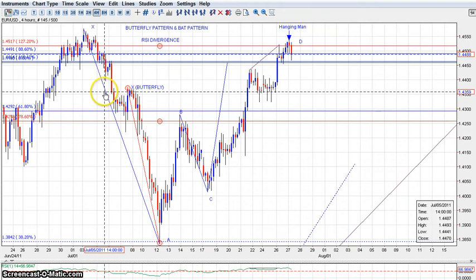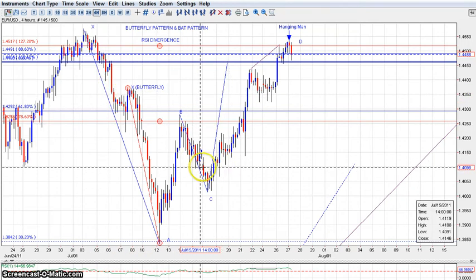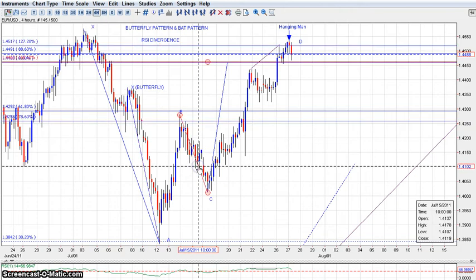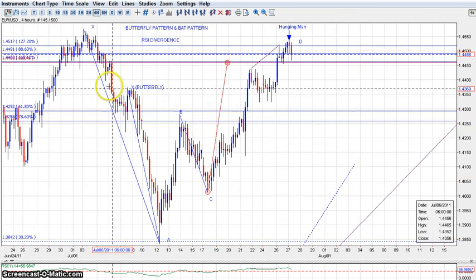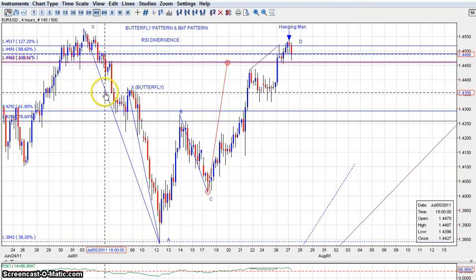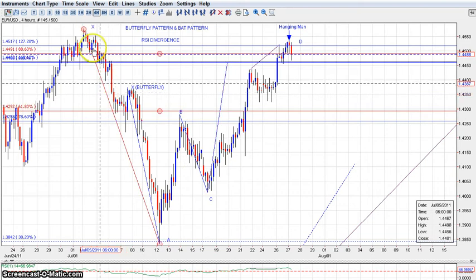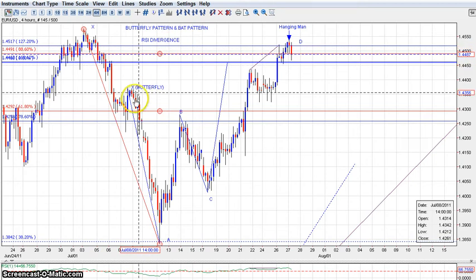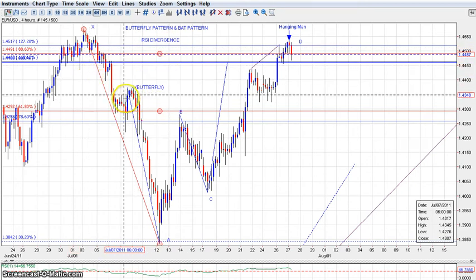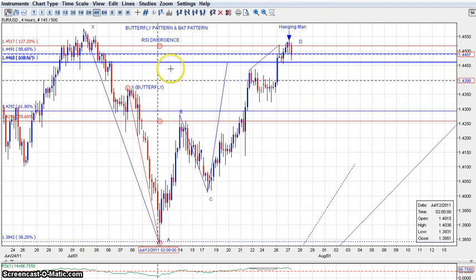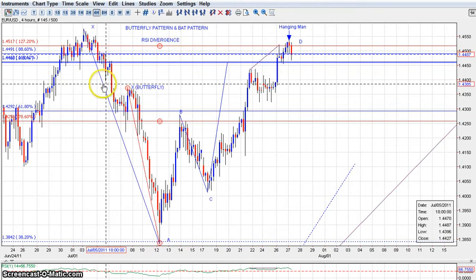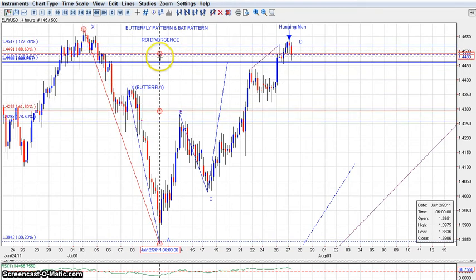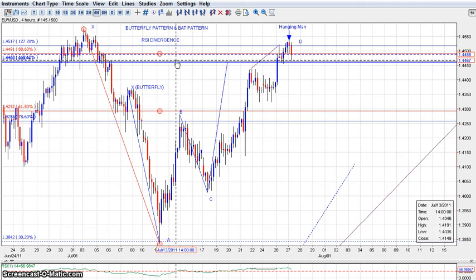Now for the bat pattern, the extension of the BC leg and the AB leg is still the same, but the last price level for that will be the 88.6 retracement of the XA leg, which is right in the middle of the resistance zone defined by the butterfly pattern at 1.4491. So literally, butterfly pattern upper boundary is 1.4517, and that of the bat pattern is 1.4491. So the bat pattern defines a resistance zone that is actually inside of the butterfly pattern. So that makes it more significant.